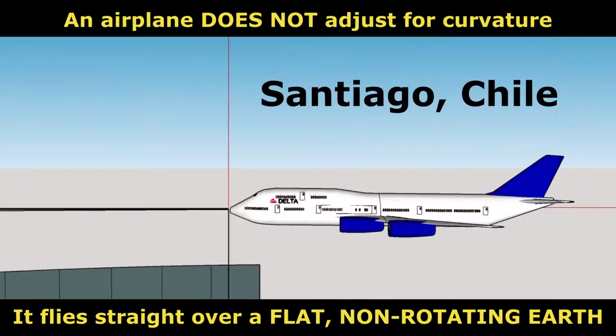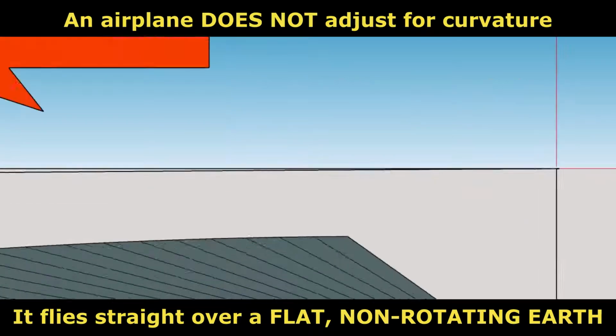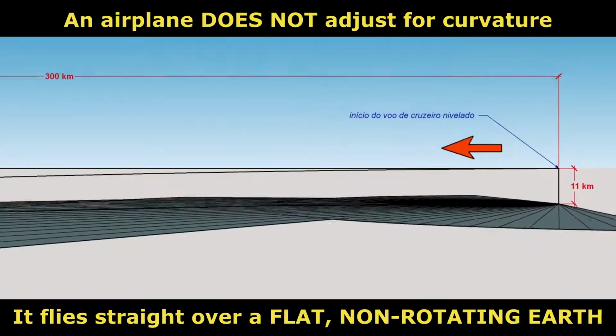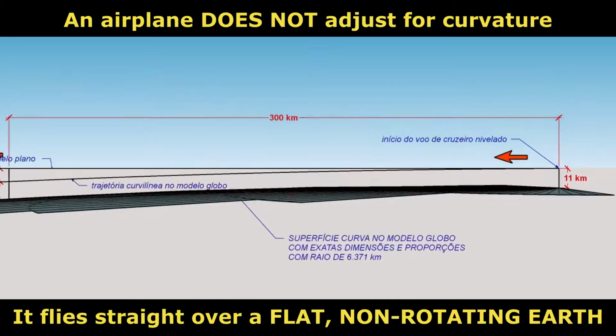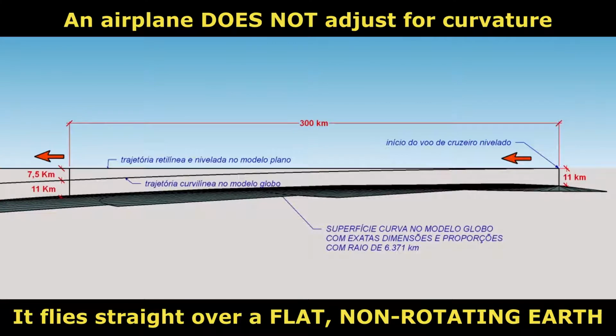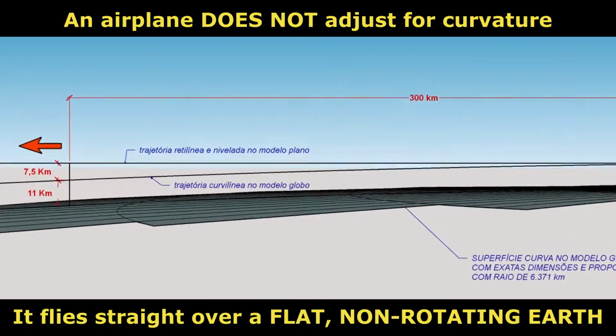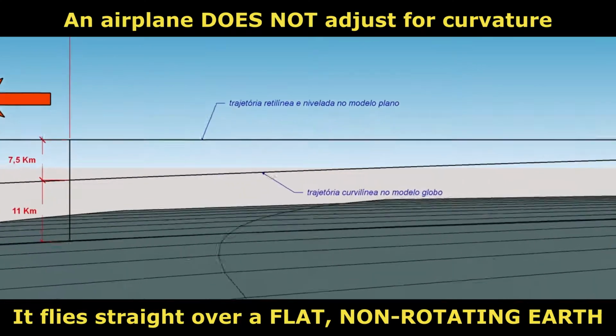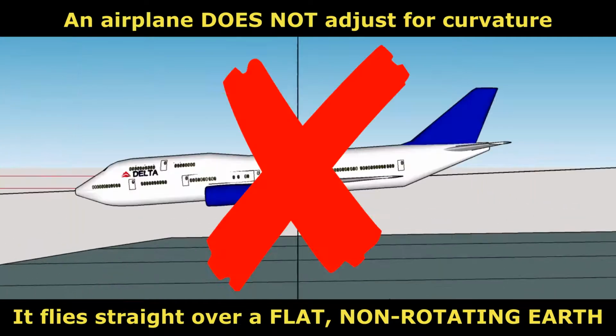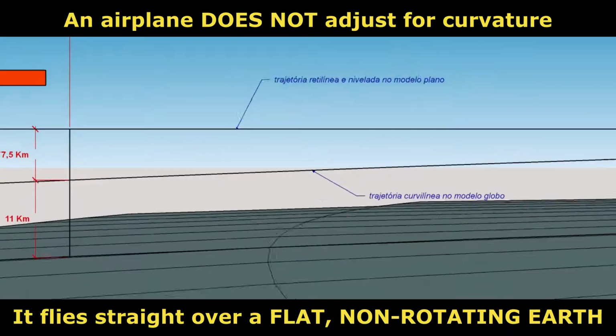So here you have the airplane taking off from Santiago in Chile towards Toronto, Canada. The very first example, we will see as if the plane was flying over a globe and dipping its nose. This is not what we observe. This is not what the instruments in the airplane show. And it is contrary to what we learn about the engineering of the airplane, as it was designed to fly straight and level.